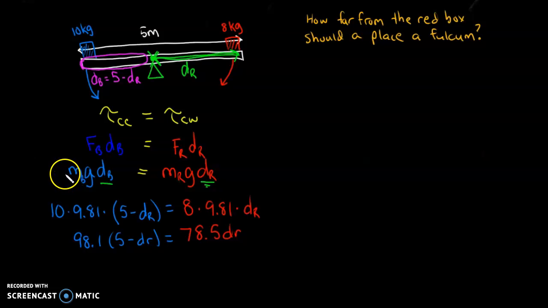All right, now I got to distribute over here. So I have 98.1 times 5, so I have 491 minus 98.1 dr equal to 78.5 dr. Okay, so I need to get rid of this over here, so I'm going to add 98.1 dr to both sides.